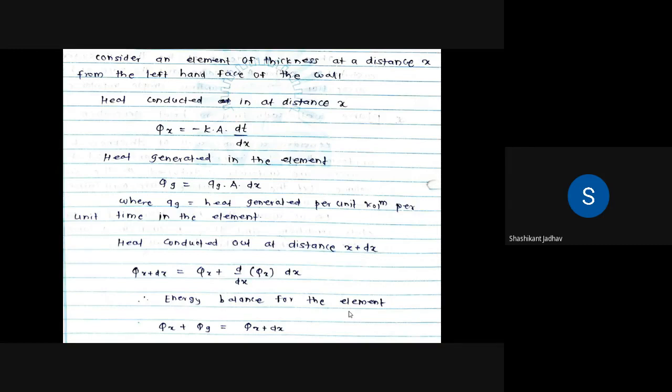So what is the equation for that? Qx is equal to minus k into A into dT by dx. Okay.